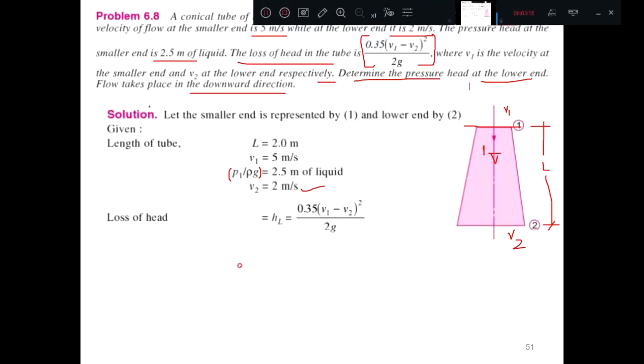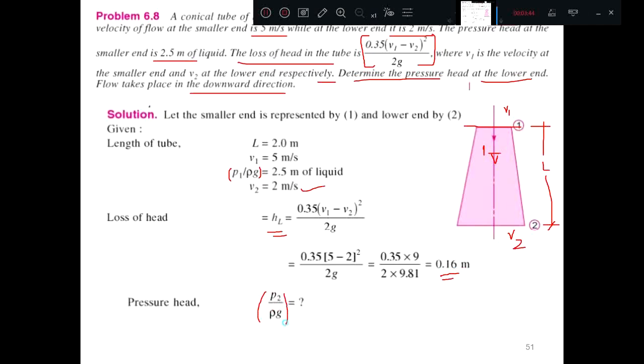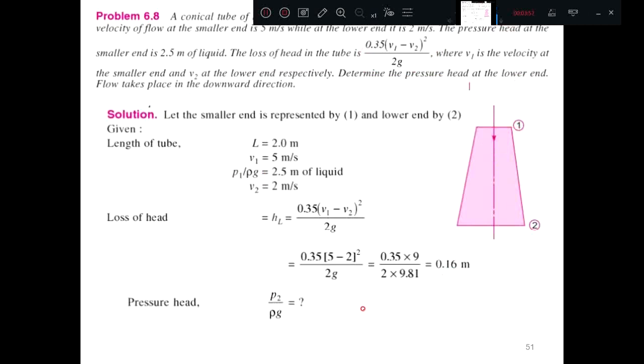Then substituting the values of V1 and V2 here, we calculate the head loss, because the velocities are given. After substituting we get the head loss as 0.16 meter. The question here is what is the pressure head at section 2, that is P2 by rho g.